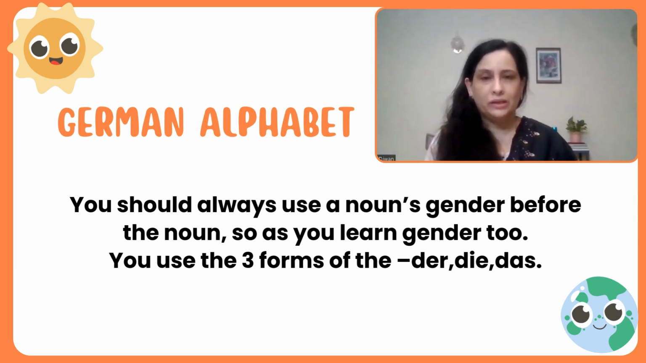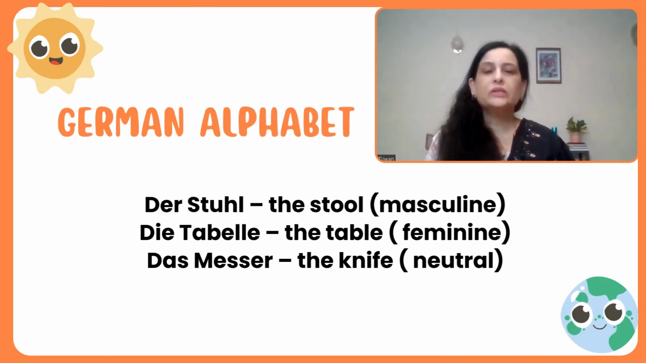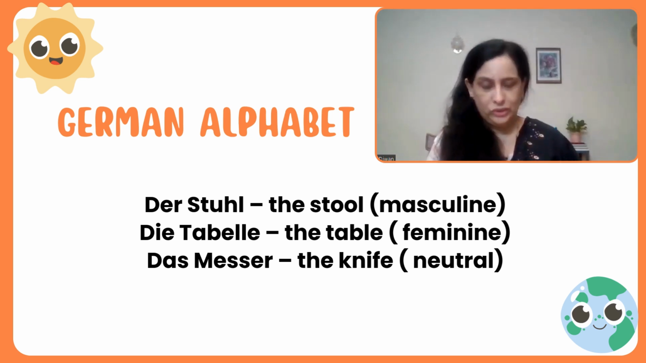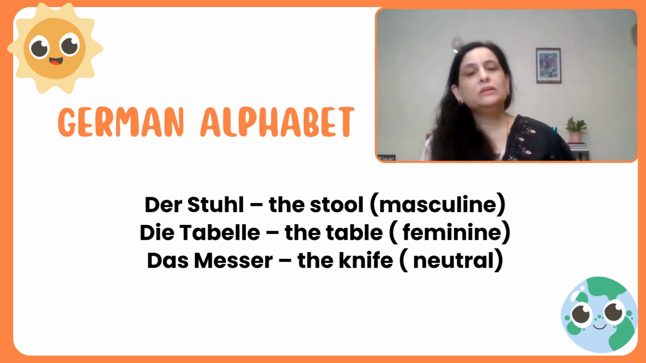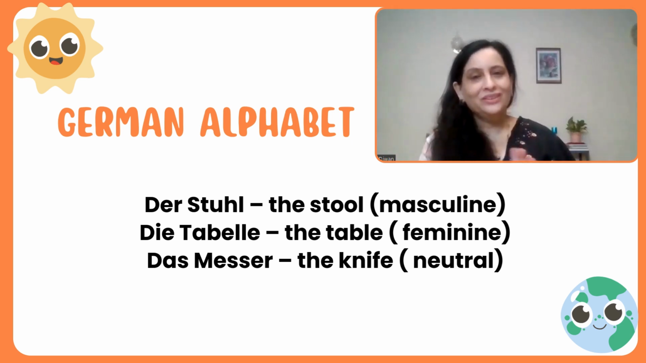There are three definite articles and we have to write them before the noun. These are der, die, and das. So der is for masculine nouns, die is for feminine, and das is for neutral nouns. So just remember this. If you say der Stuhl, it means it is a masculine noun. Then die Tabelle, meaning this is a feminine noun. And das Messer, Messer is knife, so this is a neutral noun. So just remember that every noun has a gender in German grammar. This is a very important part.